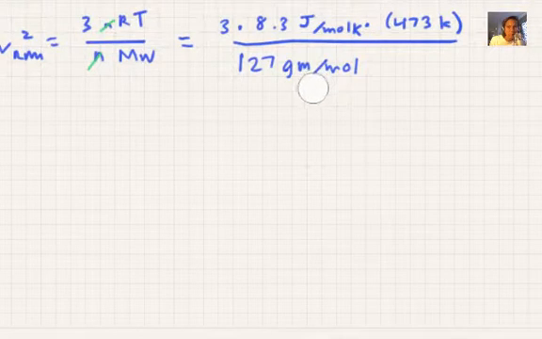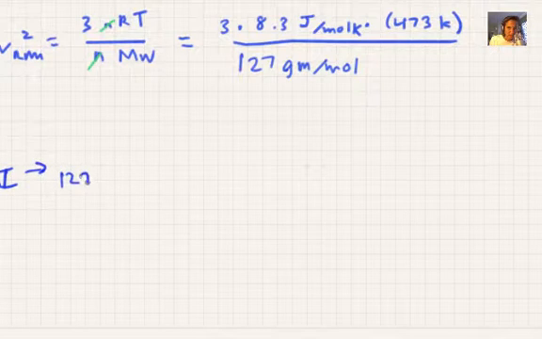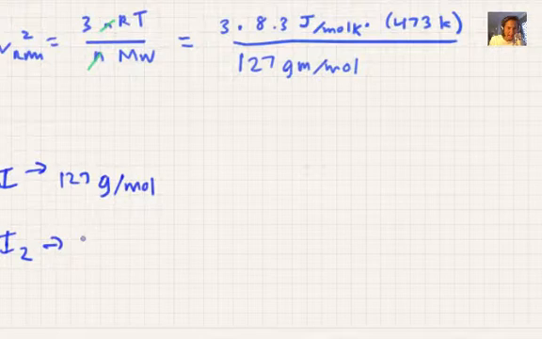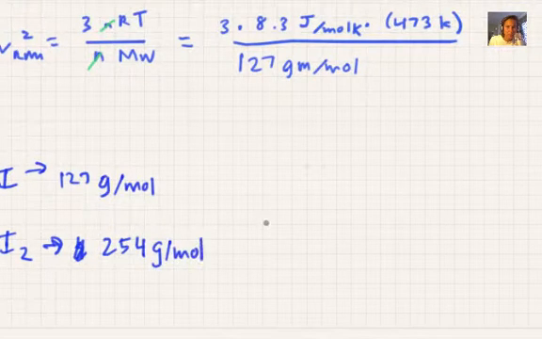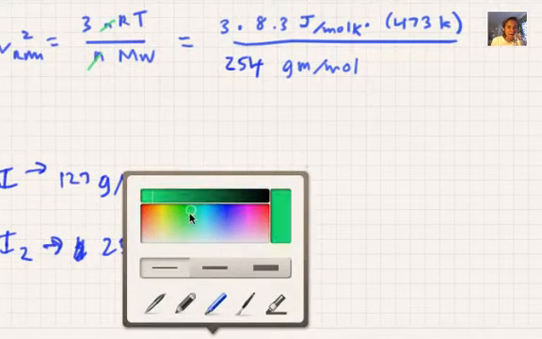Whoa! I just realized something as I was writing that down. Iodine is 127 grams per mole, but iodine gas is twice that. It's diatomic. It's 254 grams per mole. So I'm going to need to erase this and make that reflect 254 grams per mole.